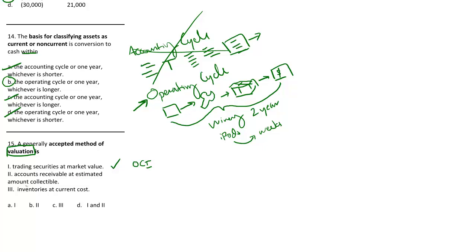Accounts receivable at the estimated collectible rate, okay, that is actually true because we have our accounts receivable and we have our allowance for doubtful accounts, which we estimate to be a portion of those particular accounts. Inventories at current cost is not correct. Typically, inventory is going to be recorded at historic cost. So, we know that the correct answer here is going to be D. Answers 1 and 2.